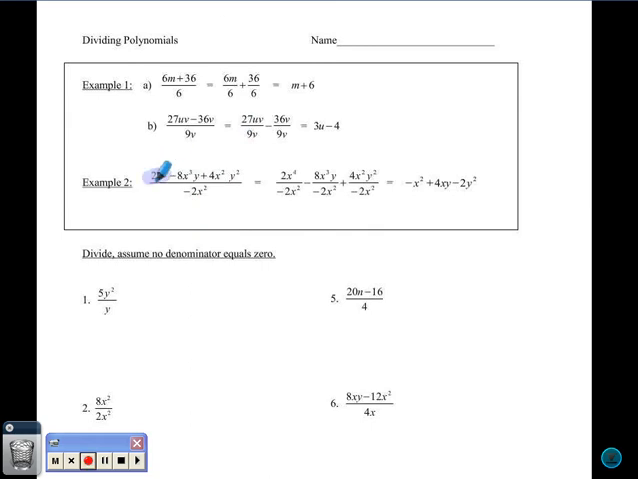It's -2x fourth divided by -2x squared. And then you're also going to have to do -8x cubed divided by 2x squared. And you're also going to have to do 4x squared divided by 2x squared. And you're also going to have to do y squared divided by -2x squared. That's what we've drawn out here. You have to separate it and do each one, and then you get your simplified answer.